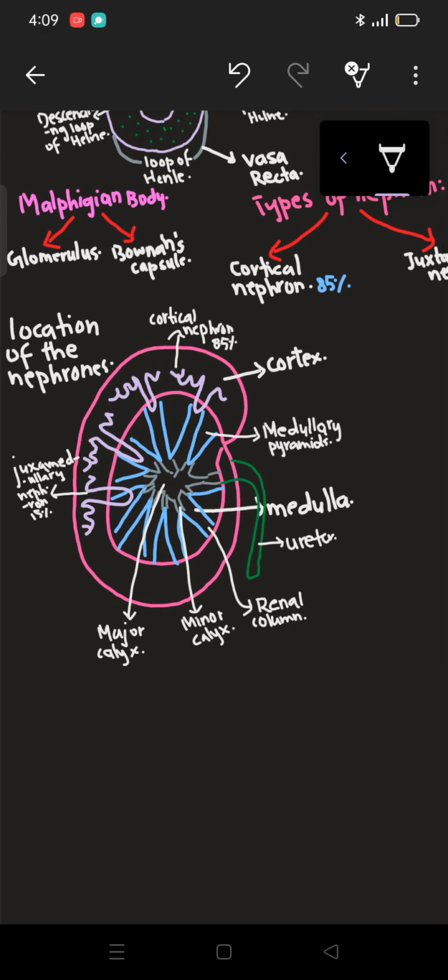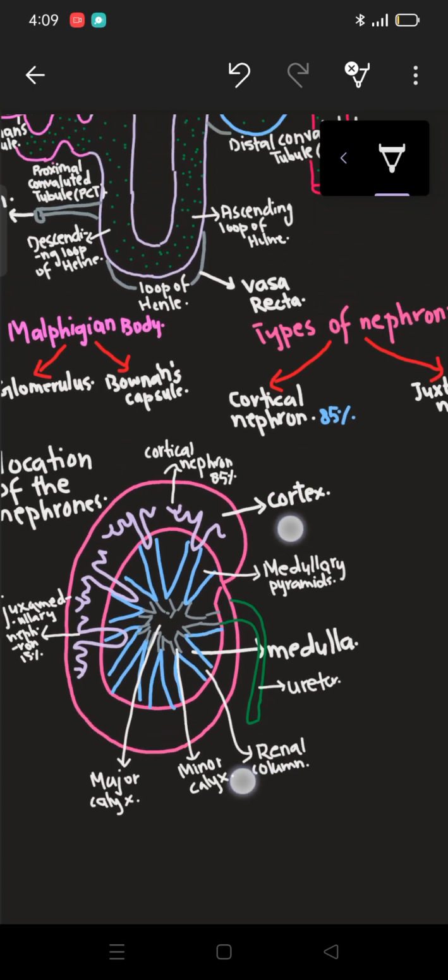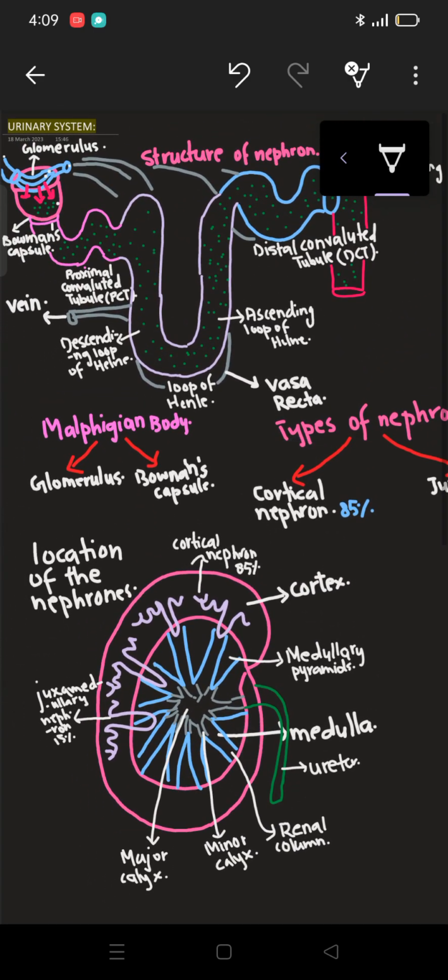So in today's video, we have talked about the structure of the nephron and the types of nephron. In the next video, we will be going with the functions of the nephron. So this was all for today.